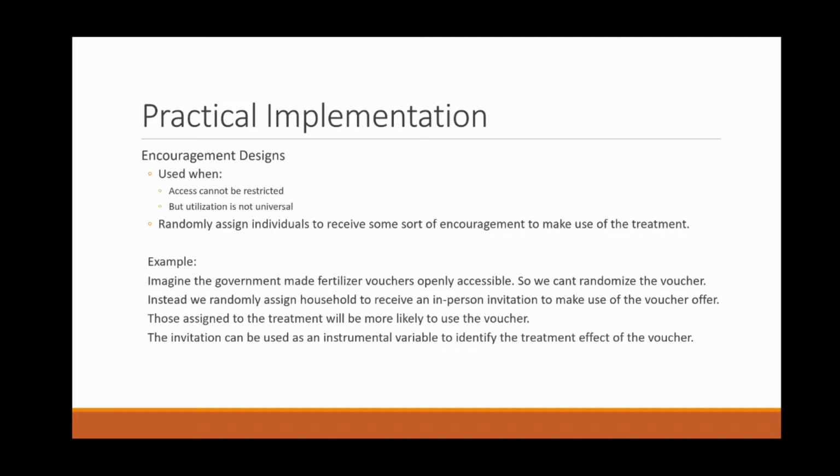Now, you could design an RCT where you go in and you give some people cell phones and some people not cell phones, but even the people that you don't give cell phones to, they still have access to cell phones. You can't restrict who can access and who cannot access cell phones. Okay. But utilization of cell phones is not universal. All right. In that context, you can utilize an implementation method called an encouragement design.